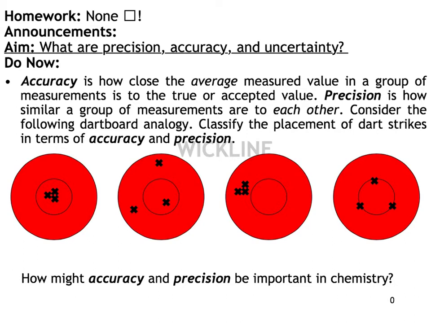We'll have some classwork, but no need to worry about it now. I guess your homework is that you need to do Cornell notes based on this video. The goal today is to talk about precision, accuracy, and uncertainty.